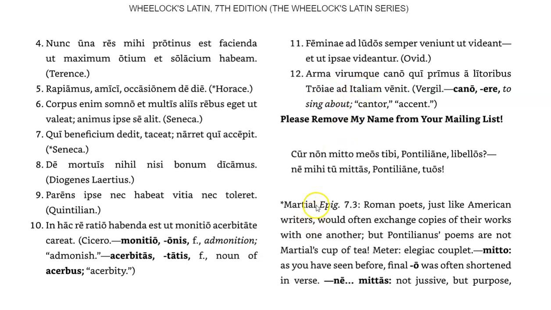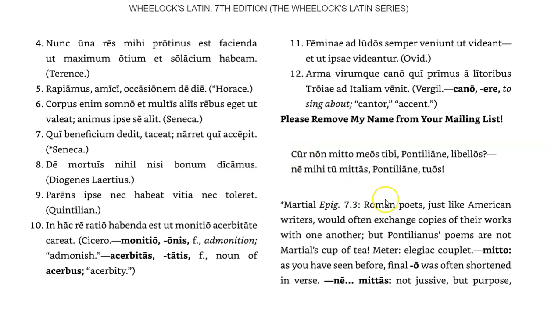Let's see. We don't normally do the shorter ones, but this one's actually pretty funny. Perhaps some of you could relate in terms of social media or texting. I think in one sense human nature doesn't really change, only its spectacle. And you'll see what I mean by that in just a moment. So, cur non mitto meos tibi, Pontiliane, libellos, ne mihi tu mittas, Pontiliane, tuos.